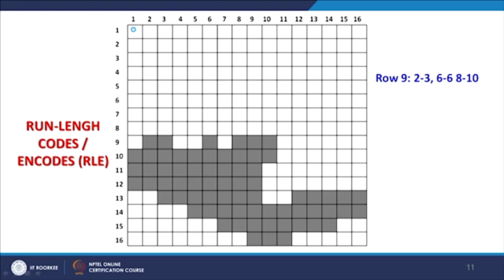So if I have to code, first I code the first row, which is row 9, having these black cells. So 2 3, that means a run between column number 2 to 3, then there is a gap because of white pixels, so no coding will be done. And then 6 6 is here, just one cell, and the length is just one cell. Then 8 to 10 is here, and then it will go to the next row, and then another row till it reaches the last row of the data.